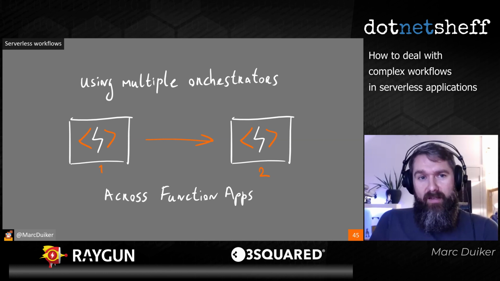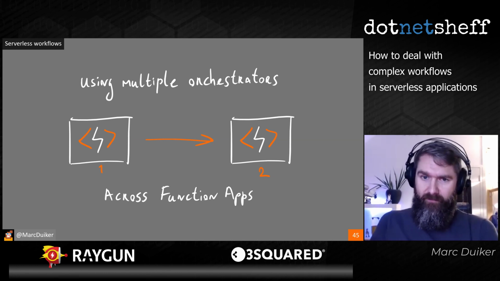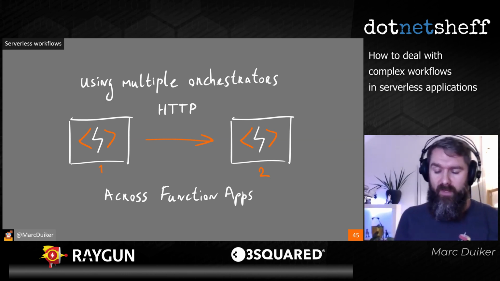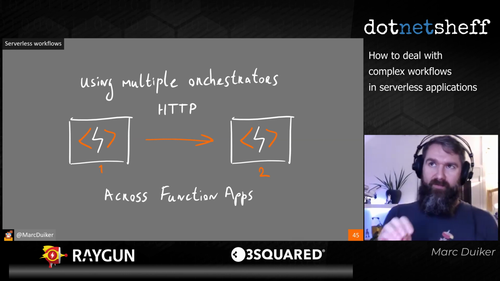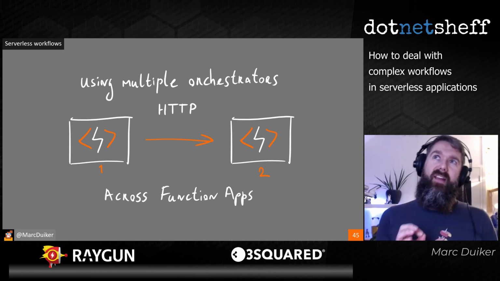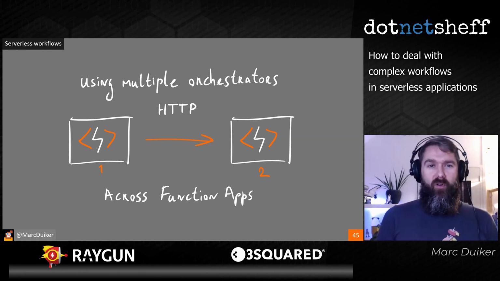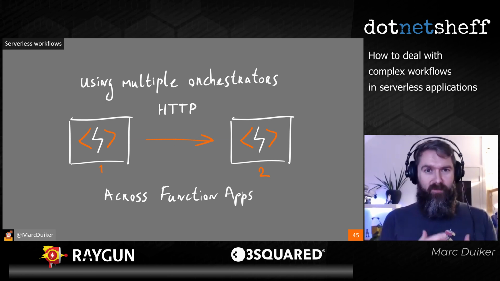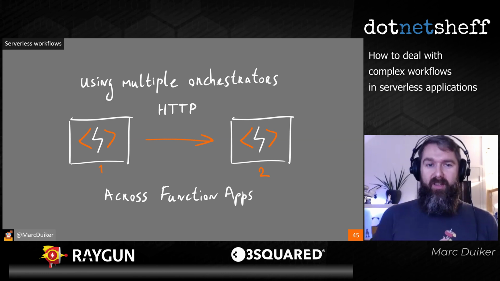Now let's have a look at how to use multiple orchestrators across function apps. It's not, let's say, natively supported to call out to another orchestrator in a different function app using the Durable Functions API. So you have to work around that.